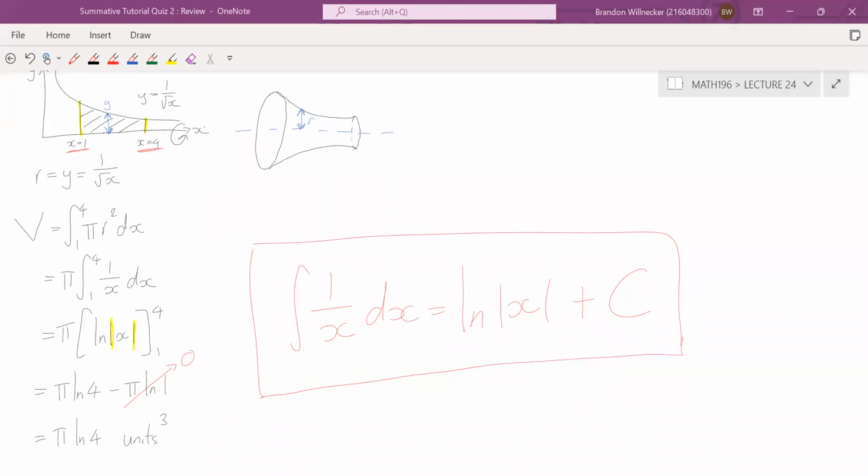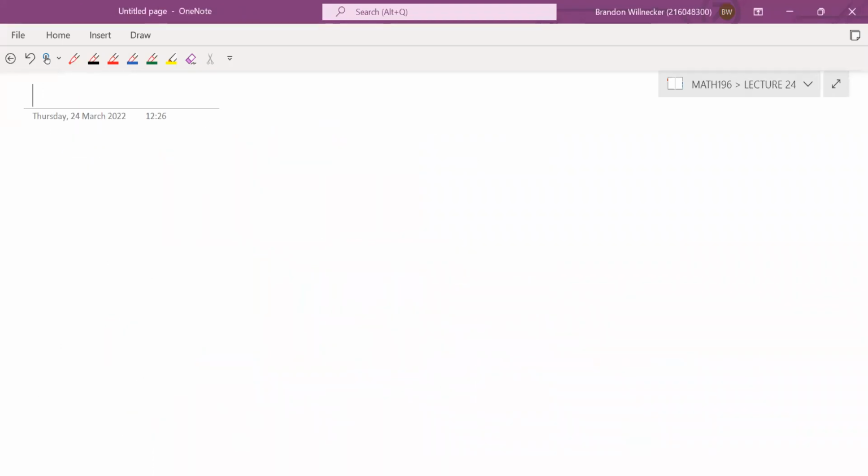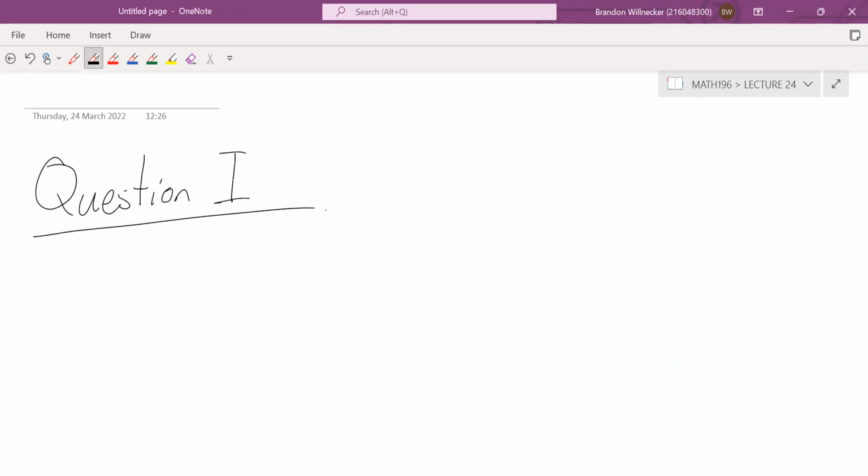Okay, let's take a look at the next one. That was question I. Let's see what this one was about. This was very similar to the last one. So let's just draw a little sketch of what's going on. We had the same function, 1 over root x.